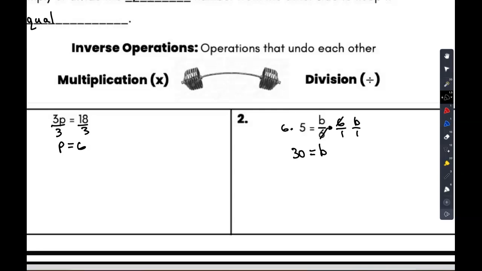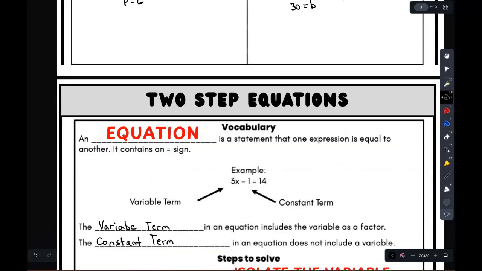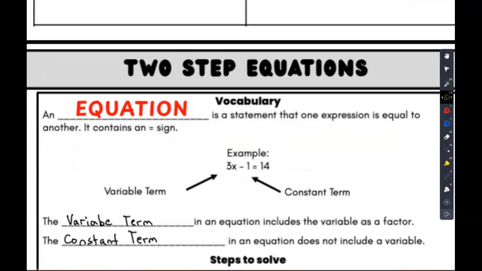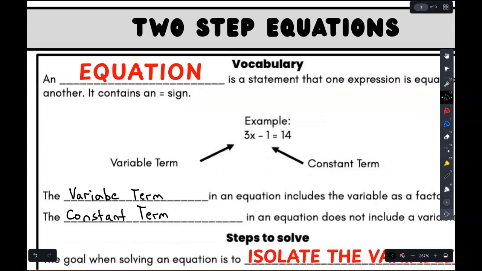Alright, those are one-step equations. Alright, let's see what we've got next. Two-step equations. Alright, an equation is a statement that one expression is equal to the other. It contains an equal sign. Pretty simple, straightforward, right? Here's an example of an equation. 3x minus 1 is equal to 14. Okay, we've got the variable term right here. And you've got the constant term right here.